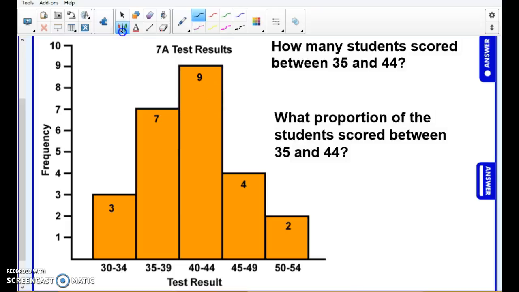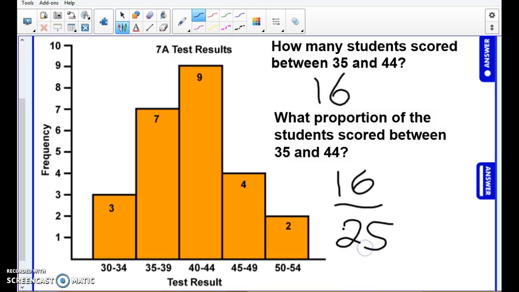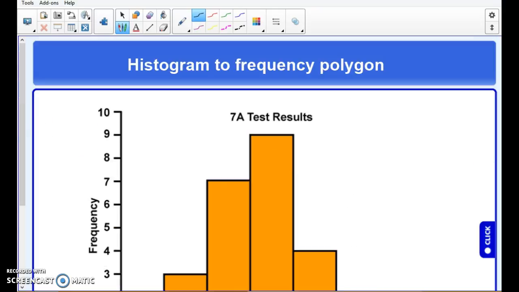9 plus 7 would have been 16. Or if they ask what portion of the students scored between 35 and 44, so I know it's 16 out of, so there's 16 total students, 20, 25 total students. 16 out of 25, and then we can simplify that to get us our lower fraction.